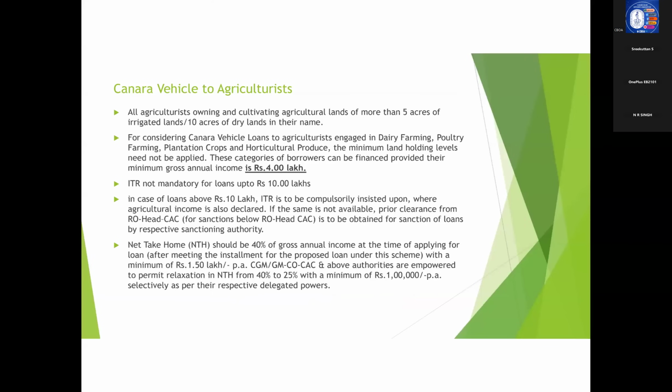Now it is almost similar. Just two or three points are different. That's all. Rest of the things are almost similar to Canara housing loan to agriculturist. So the minimum land holding is same as that of Canara housing loan. That is 5 acres irrigated or 10 acres of dry land. Now we already saw in the case of housing loan, for dairy farming, poultry, plantation, and horticulture, minimum land holding was not required, but their income had to be minimum 5 lakhs in the case of housing loan. But in the case of Canara vehicle, it is 4 lakh. That is the only change. Rest of the guideline is same as that of housing loan to agriculturist.